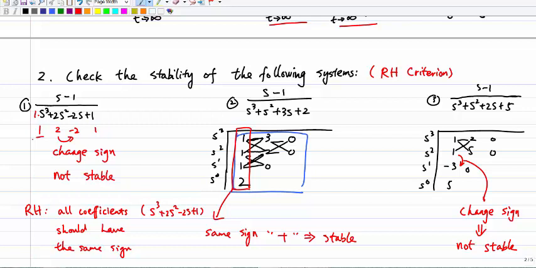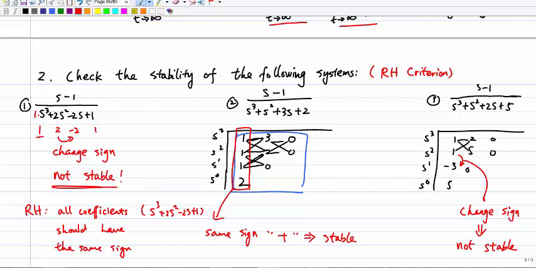This is what the Routh-Hurwitz criterion, one of the conditions, said. So if they have a different sign, they must be unstable. So if you check the coefficients, this is 1, 2, negative 2, 1. So there's a change of sign. They're not consistent. They're not the same. So which means not stable, okay, for this case.